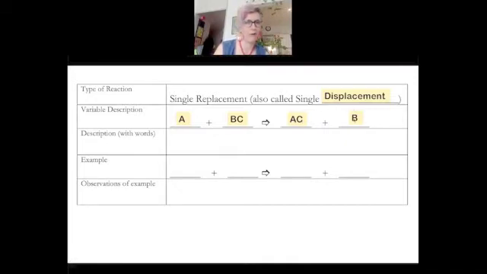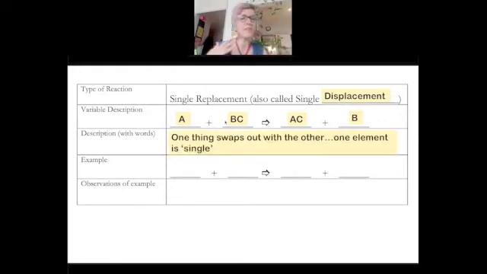I know it's a weird way to remember it, but in this case, someone along the road ends up being single. You could also say this is your friend and their date, and you take their date. But along the way, someone's always single. So a way to describe this with words is one thing is swapping out with the other, and one element is always single. Sometimes the element can also be an ion or a polyatomic ion, for those of you that have had a chance to learn about polyatomic ions. This is one way to remember single replacement.